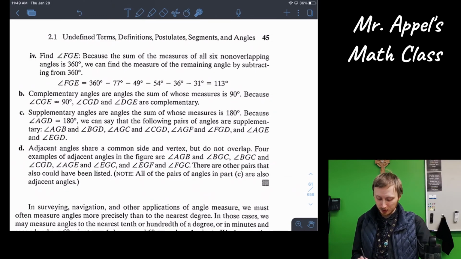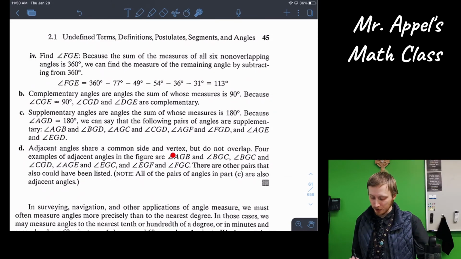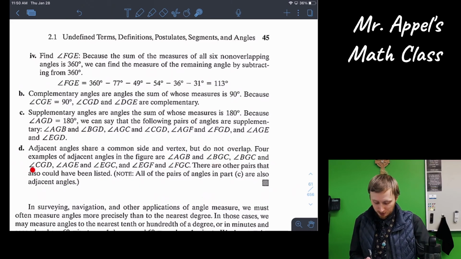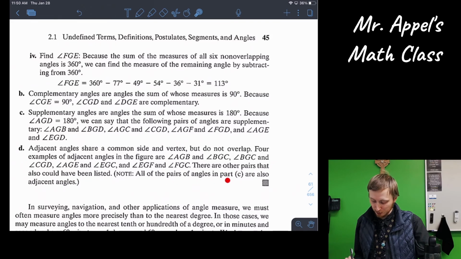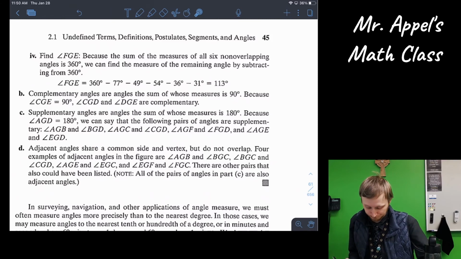And finally, adjacent angles share a common side and vertex but do not overlap. Four examples of adjacent angles in the figure are angle AGB and angle BGC, angle BGC and CGD, AGE and angle EGC, and angle EGF and FGC. There are many other pairs that could also have been listed. All the pairs of angles in part C are also adjacent, right? So all of these supplementary ones are also adjacent.